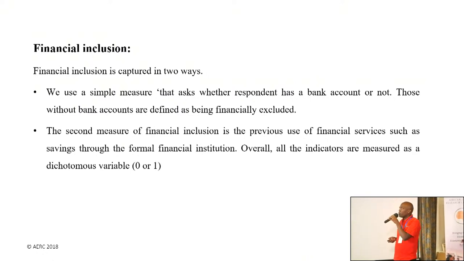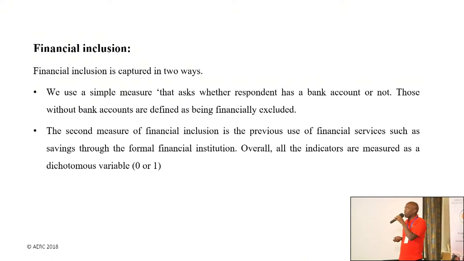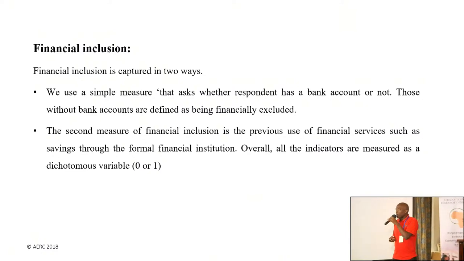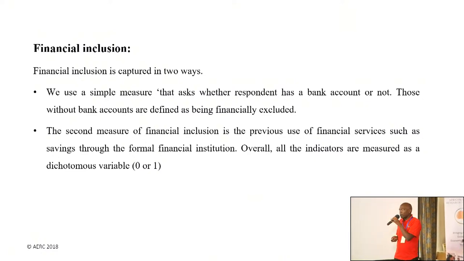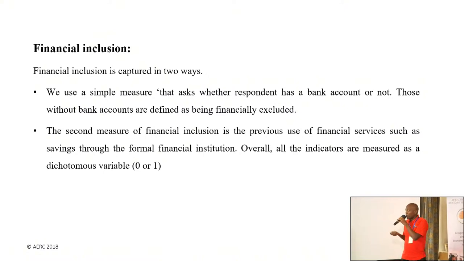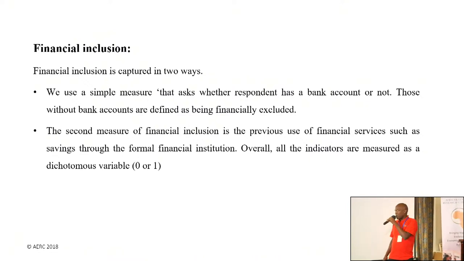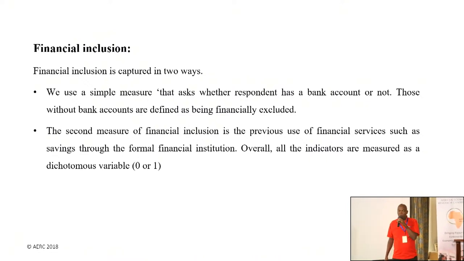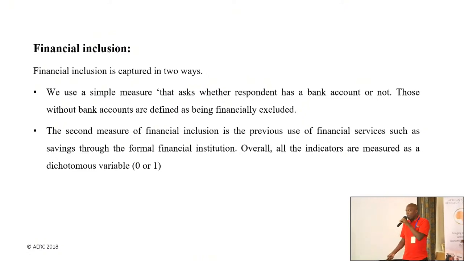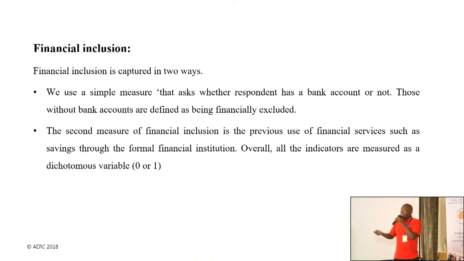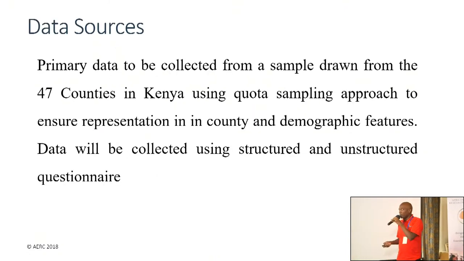Financial inclusion is captured in two ways. We use a simple measure that asks whether the respondent has a bank account or not. Those without bank accounts are defined as being financially excluded, in view of the literature. The second measure of financial inclusion is the previous use of financial services, such as savings through a financial institution. Overall, all the indicators are measured as a dichotomous variable taking the form zero or one, as just discussed.